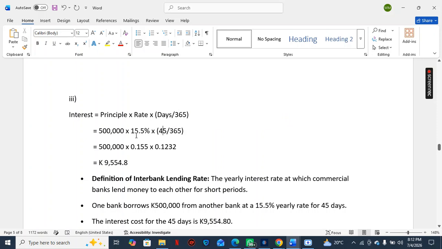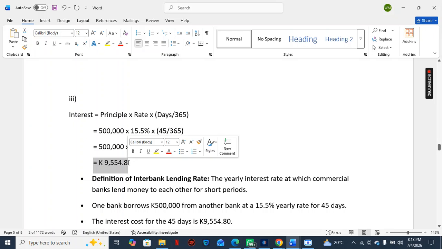So you just say 500,000 multiplied by 0.155 multiplied by 0.1232. The interest is going to be 9,554 kwacha and 81 ngwee. So that will be the interest that needs to be paid.